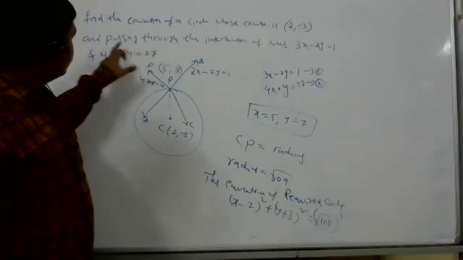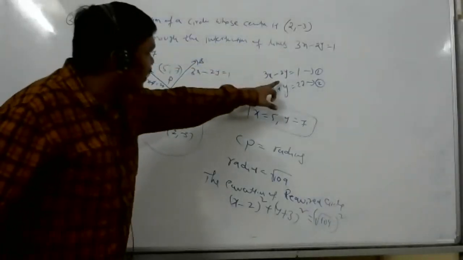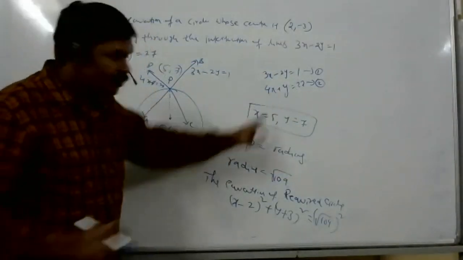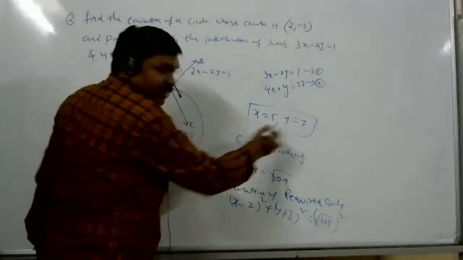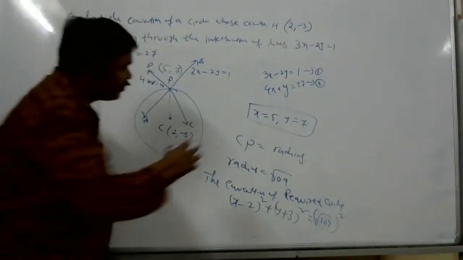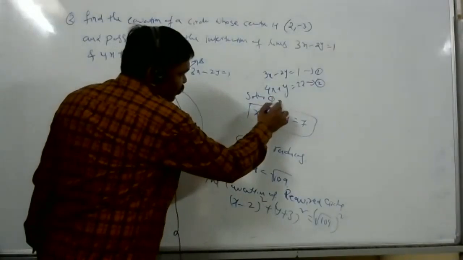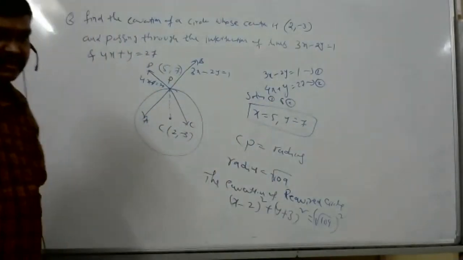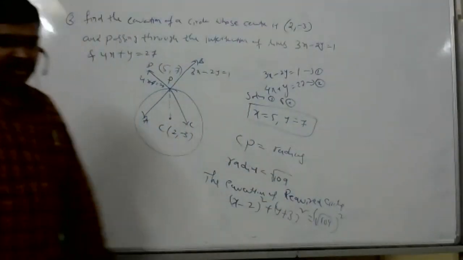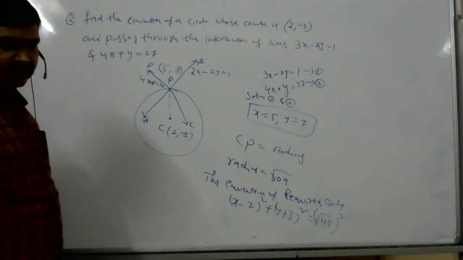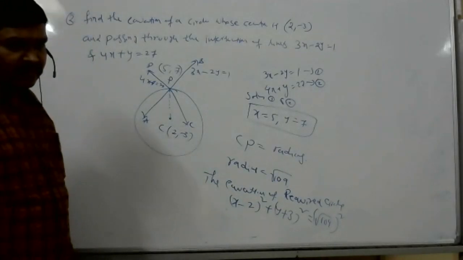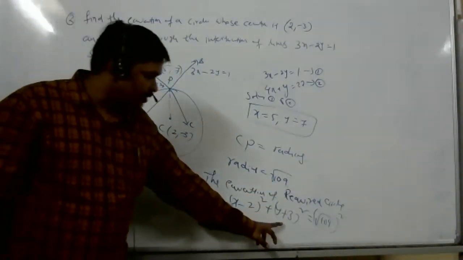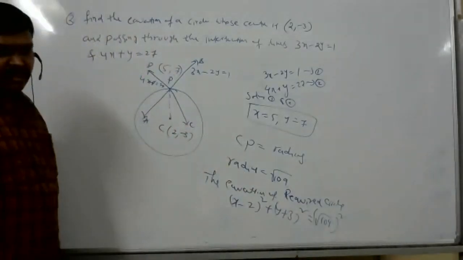After that, sir, see, the intersection of lines 3x minus 2y is equal to 1 and 4x plus y is equal to 27. Solving equations 1 and 2, we get x is equal to 5 and y is equal to 7. Then CP is equal to radius, and the radius is equal to under root 109. The equation of the required circle is (x minus 2) whole square plus (y plus 3) whole square is equal to square root 109 whole square.